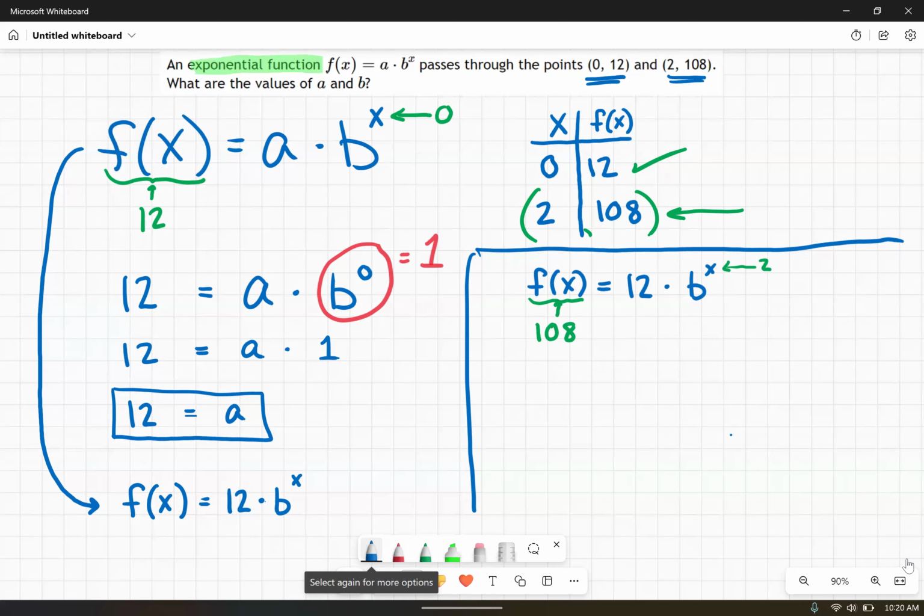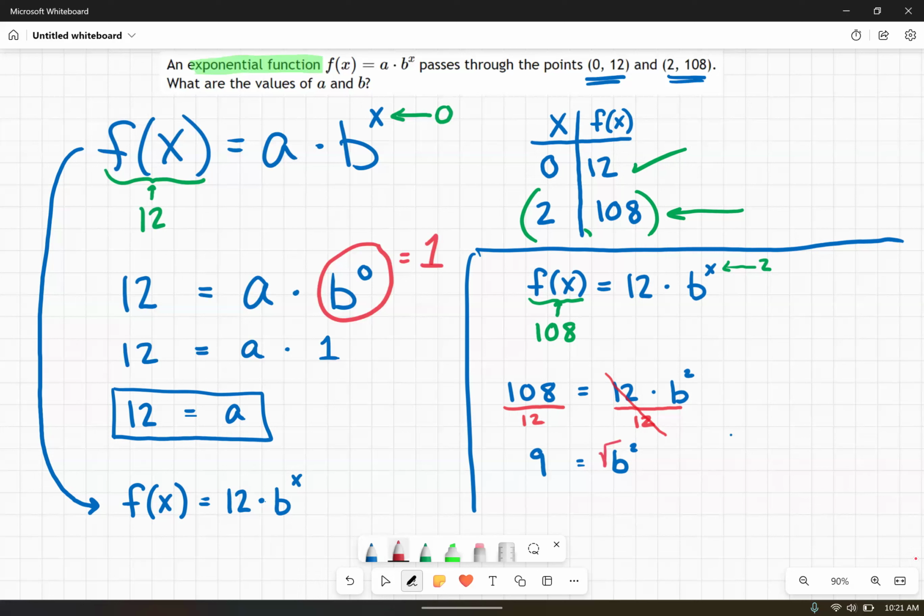108 is equal to 12 times b to the second power. Right? And now we could solve for b. Let's divide both sides by 12 to get rid of that 12. So divide the right by 12, divide the left by 12. On the right, those 12s will cancel. Right? So we got b to the second power. And then on the left side, if we take 108 divided by 12, that gives us 9.